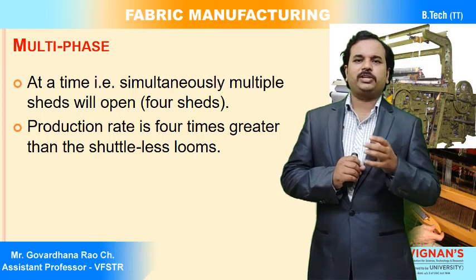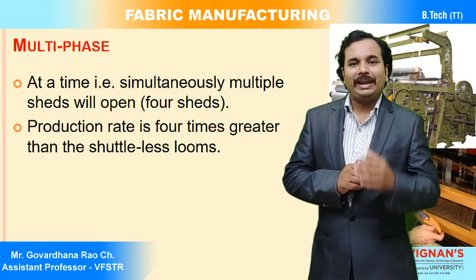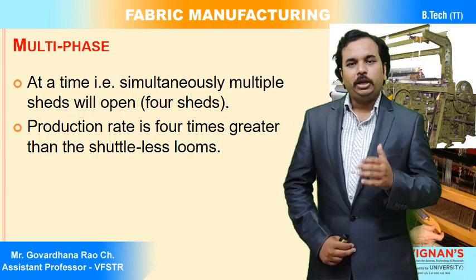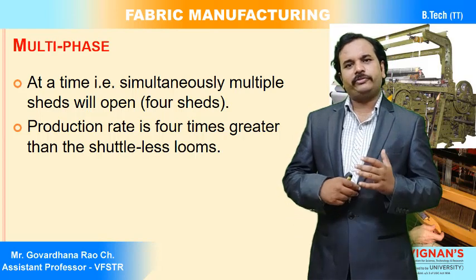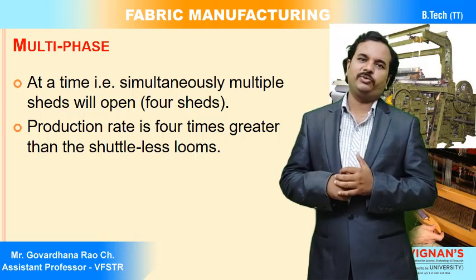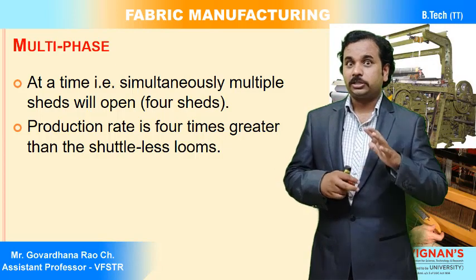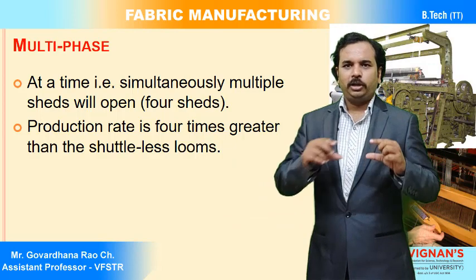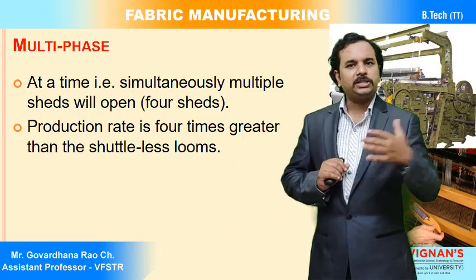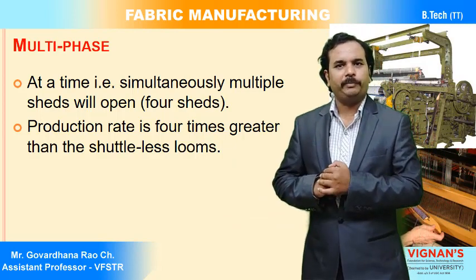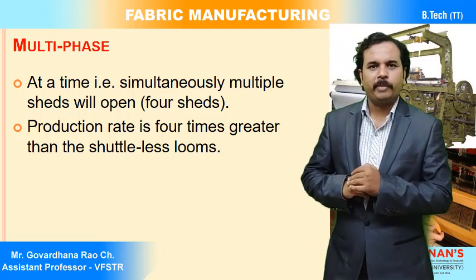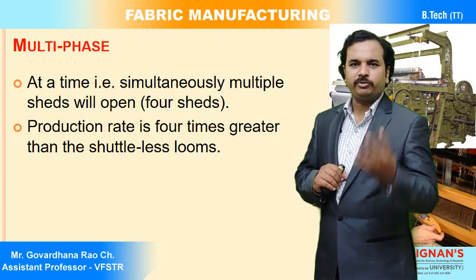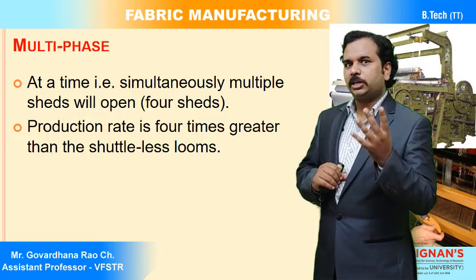But in case of multiphase weaving technology, we are creating multiple sheds at a time. Up to 4 sheds can be formed simultaneously in multiphase weaving. I am saying simultaneously, nothing but at a time 4 sheds will be formed in different places, and 4 picks will be inserted simultaneously. So you have to remember that 4 sheds are formed and 4 picks are inserted at a time.